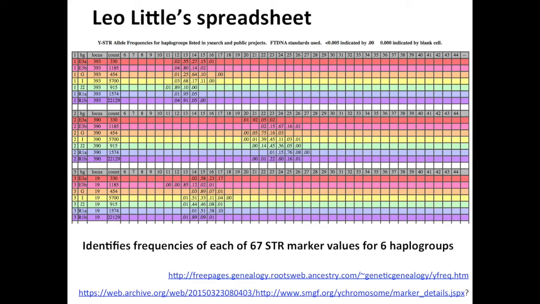This is the marker DYS19. And he looks at the incidence in these 6 major haplogroups, or 7 major haplogroups. And there are the values there and the frequency of each of them. And from this, it's able to identify rare marker values. So for example, for DYS390, in R1b, a value of 21 is extremely rare, 0% here. Only 1% of them are 22, 22% are 23, 60% are 24, and so on. So it's a very good way of recognizing rare marker values.